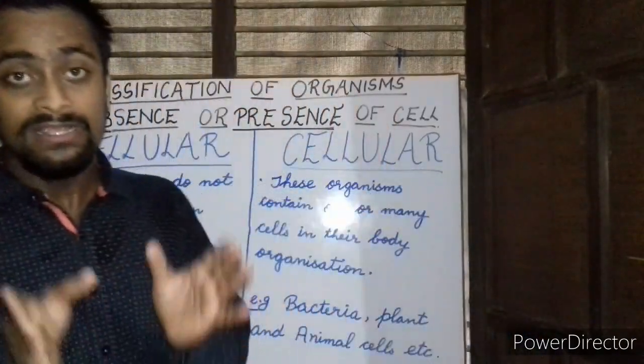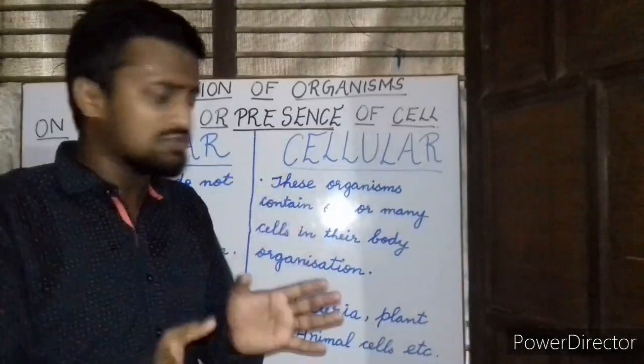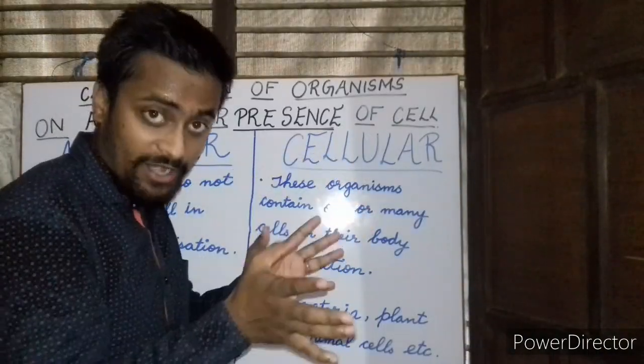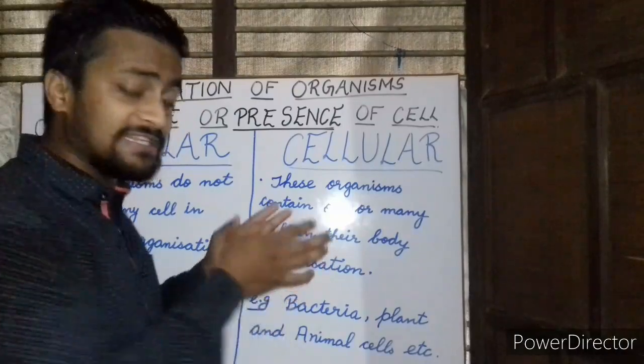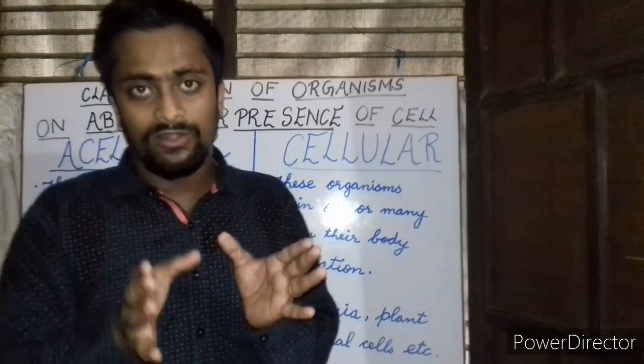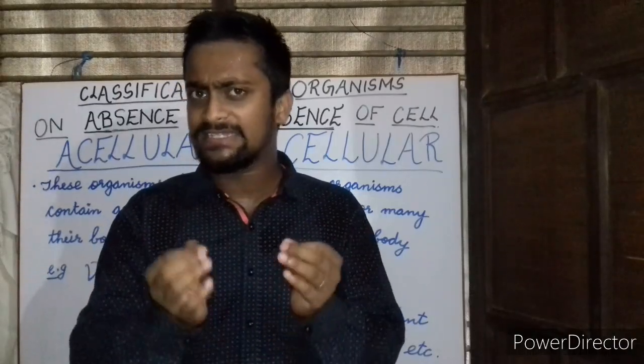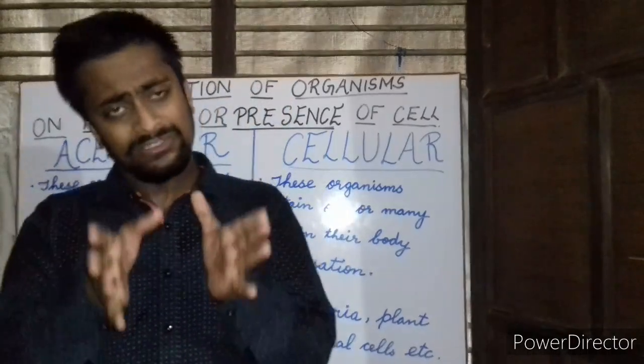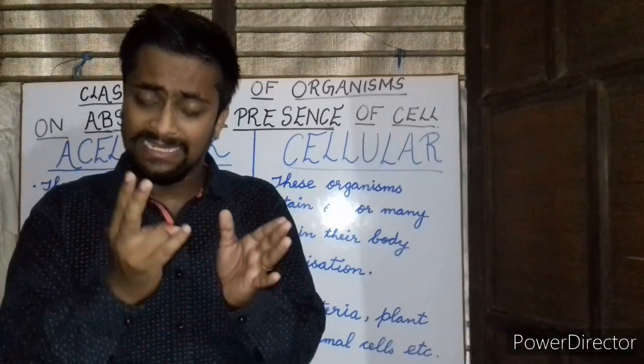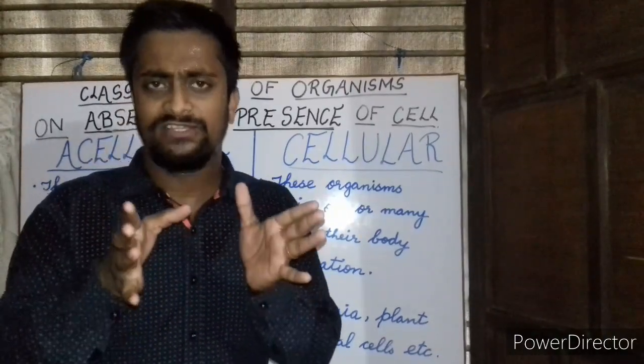Okay, second one is the cellular organism. Those organisms which consist of one or many cells in their body organization are called cellular organisms. Examples: bacteria, animal cells, plant cells, etc. So these are the two broad categories. Second is the classification on the number of cells.